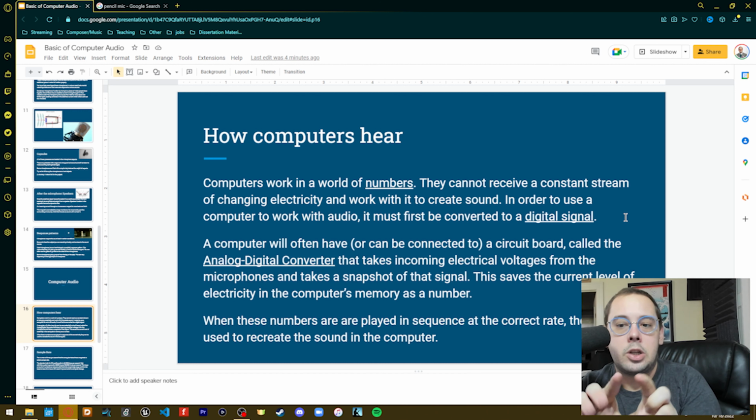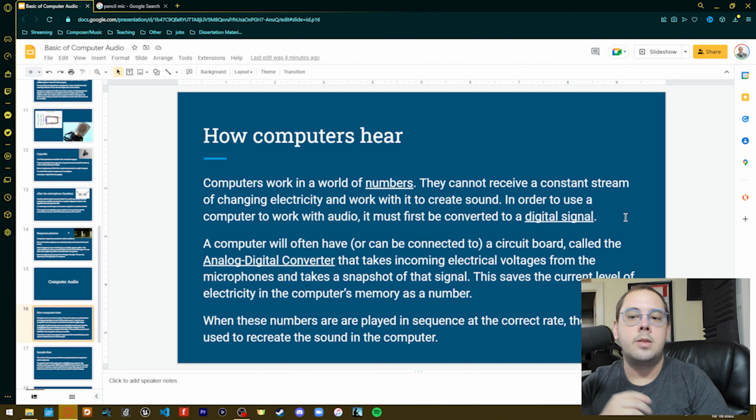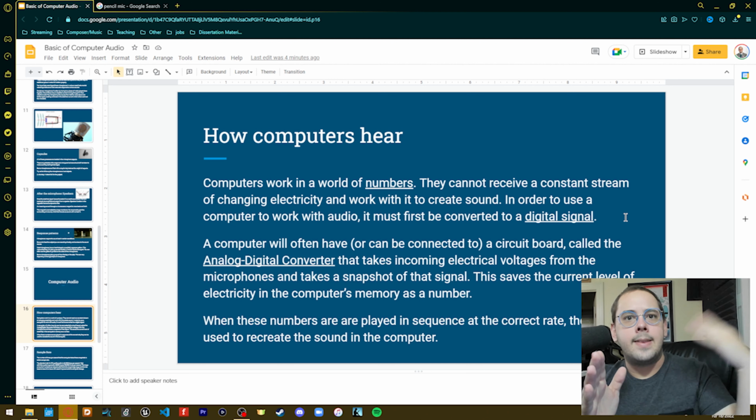If you have an external audio interface where your microphones are plugged in, this is that device. It's also other things, but this is the main part. It takes the incoming raw electrical current and turns it into numbers. The way that it does that is it's just receiving the current, and every so often the computer essentially takes a snapshot of whatever the voltage is and saves that as a number. And then it'll move on to the next one, and the next one, and the next one.